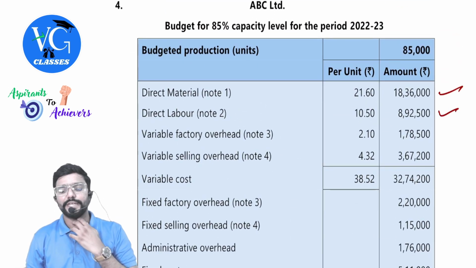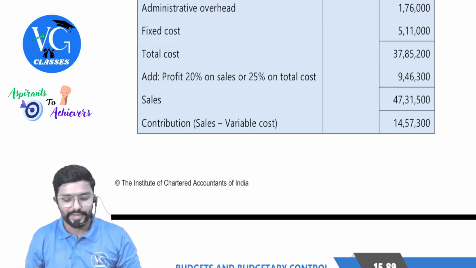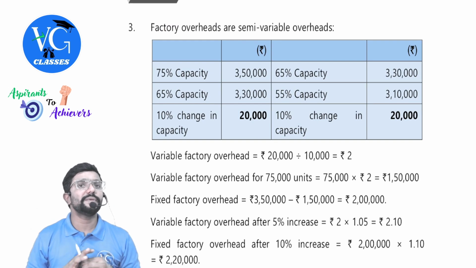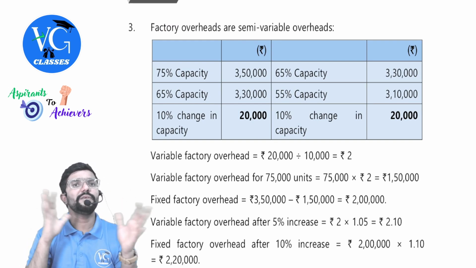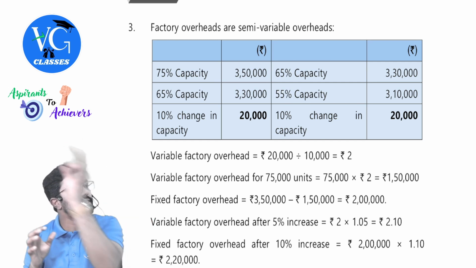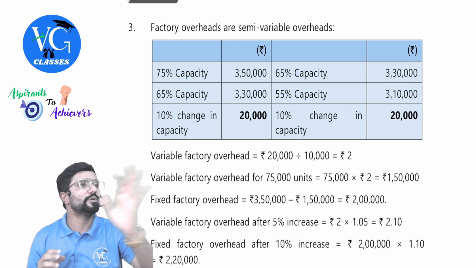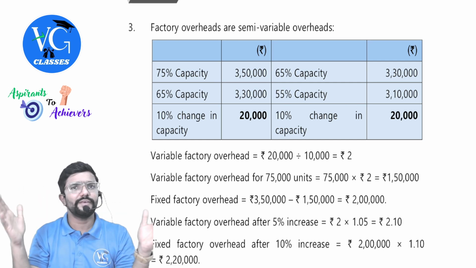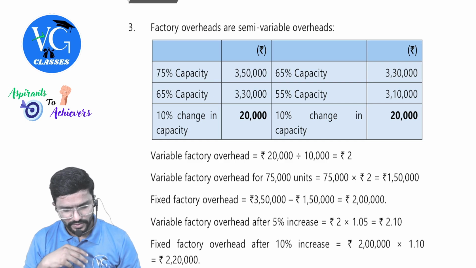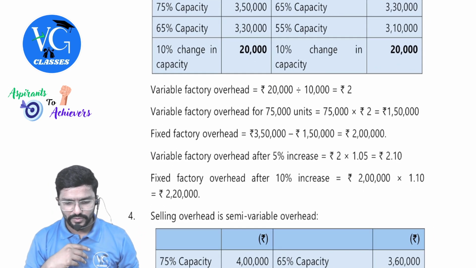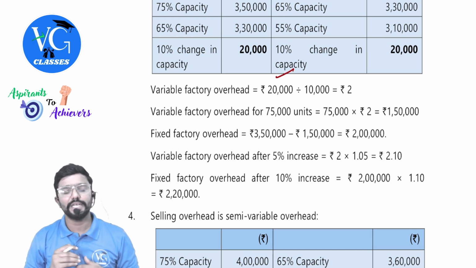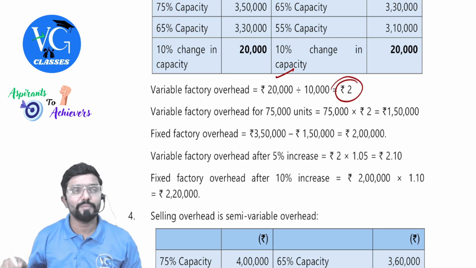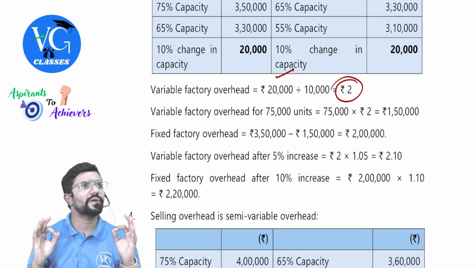8 lakh 92,500. Then variable factory overhead. See, here a breakup is required. Listen, what do you do, guys? When it is semi-variable, how do you find out the variable portion? Change in cost divided by change in output. Correct? Take any two levels: 55 and 65. What is the change in cost, guys? 20,000. Change in output: 65,000 minus 55,000, 10,000. So what is the variable portion per unit? 2 rupees. Hope you are understanding.